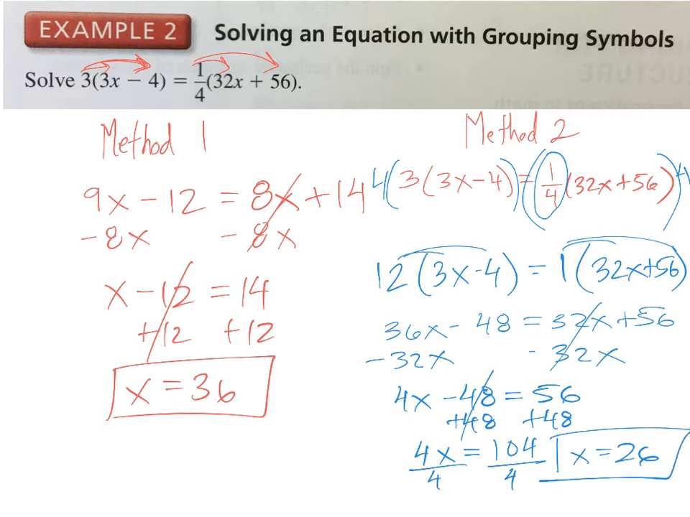Okay, so, oops, looking over at the left side, this should have been 26, not 36. There you go. So I caught my own mistake. Mr. H gets extra credit. All right, going on to the next example.